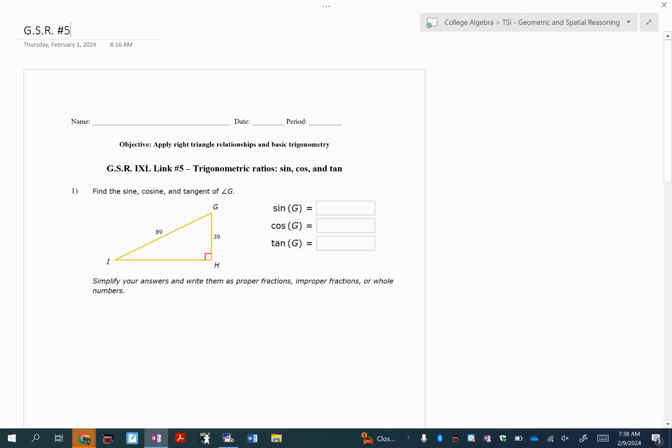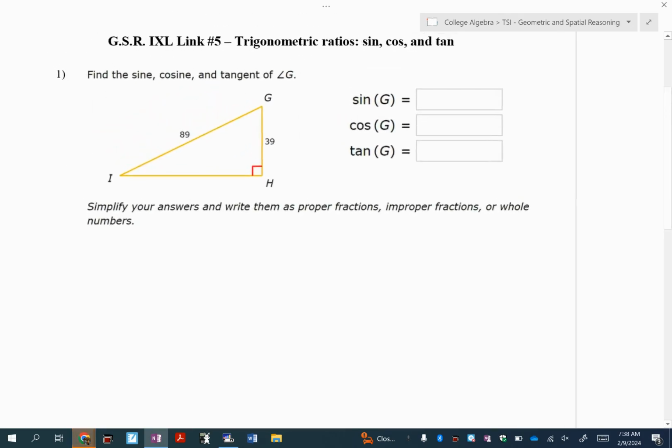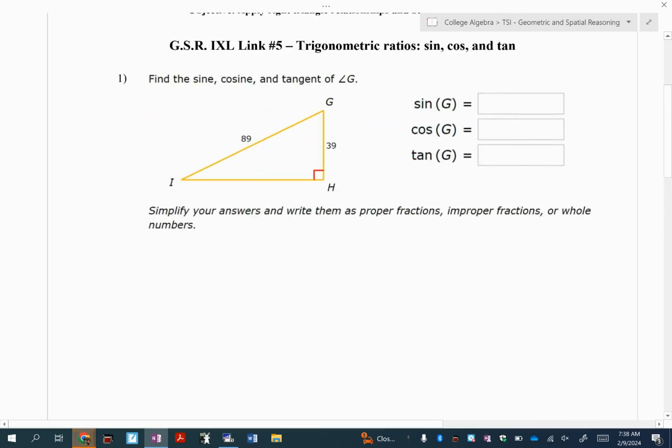One actually has a problem on the front page and then also a problem on the back page. So we're going to start with, I know, exciting. We are going to be asked to find all three of these: sine, cosine, and tangent.